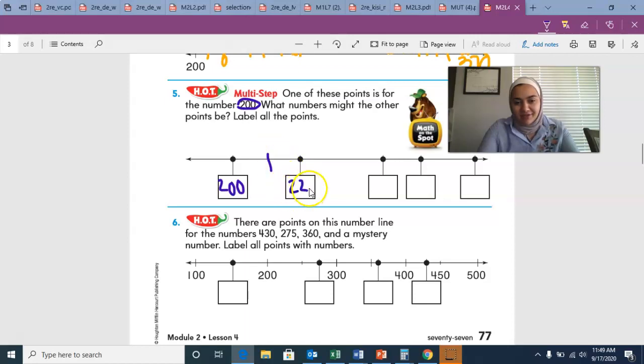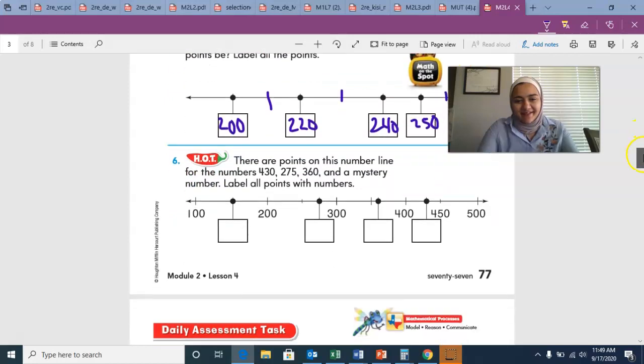220. Very good, 220. And then let's assume we're counting by tens. 200, 210, 220. Let's say this is 230. This is 240, 250, 260, and then this would be what? 270. Right? Okay, awesome.